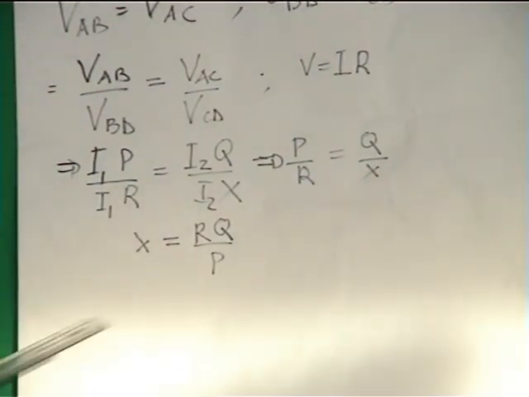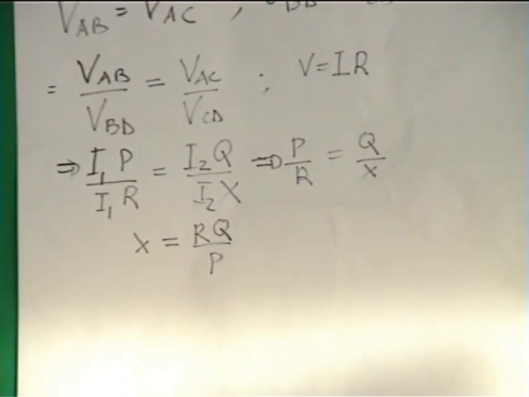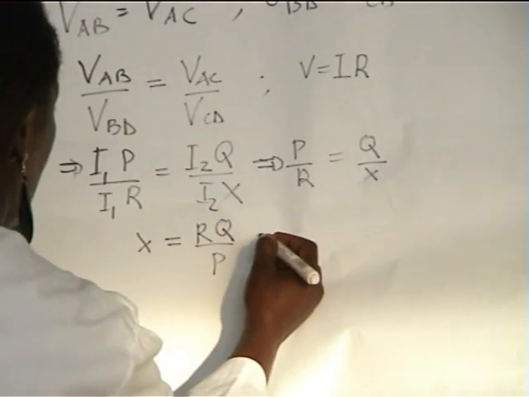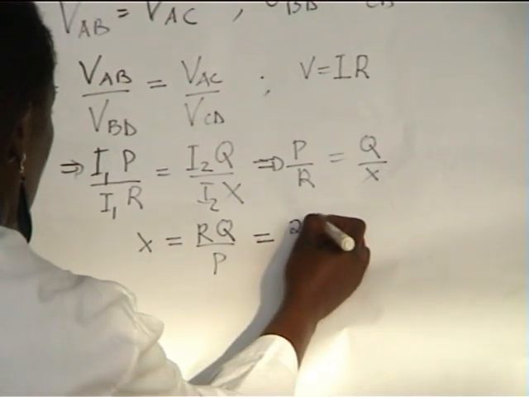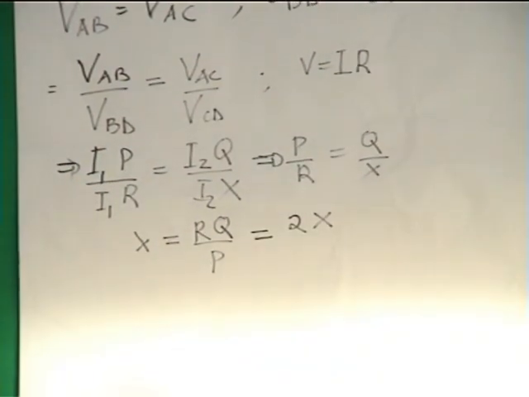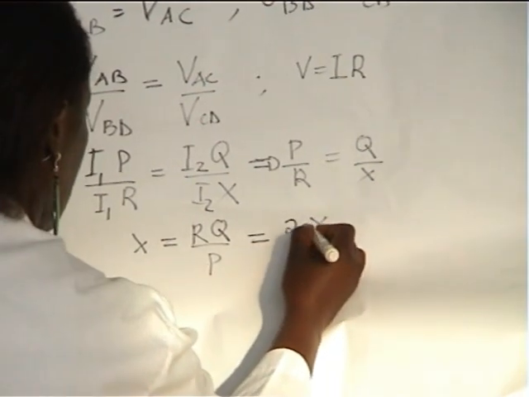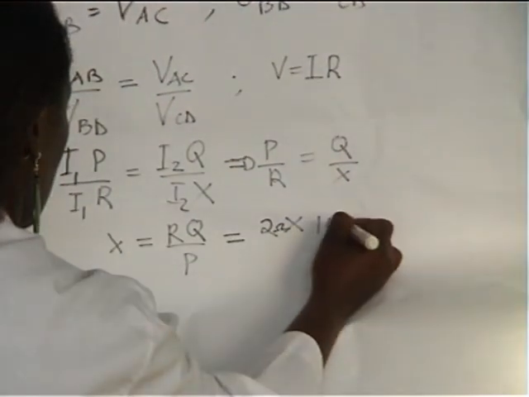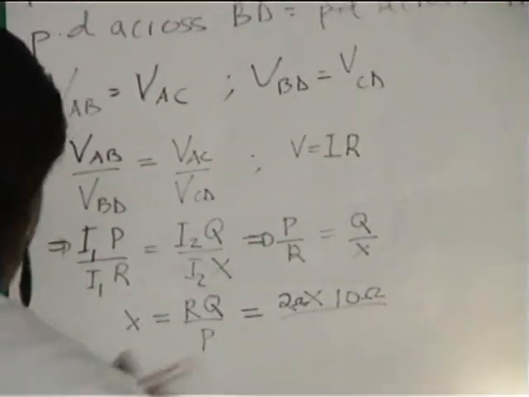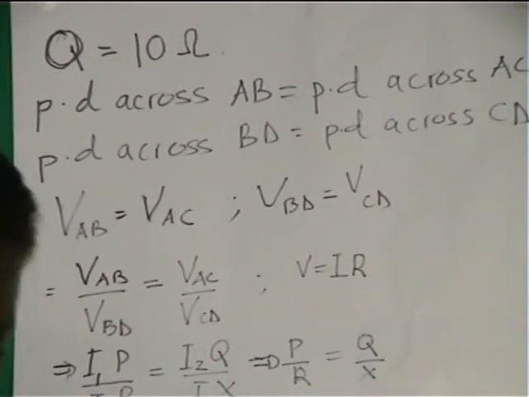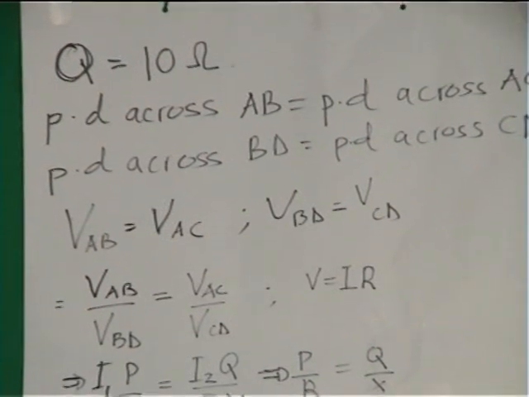Now, the value of R we have is 2 ohm times the value of Q, which is 10 ohm, over P. The value of resistor P is equal to 4 ohm.